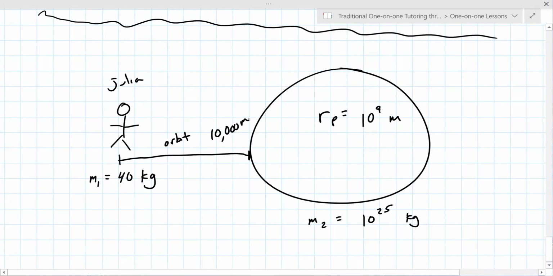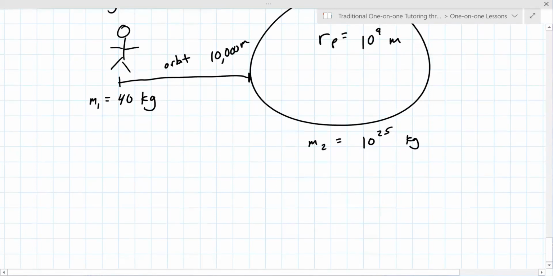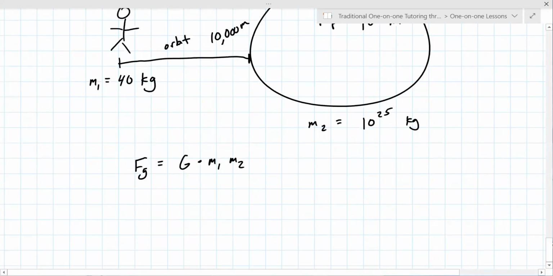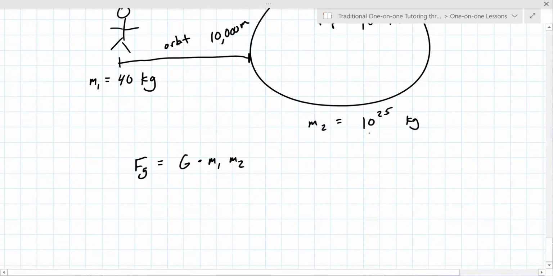So from this given information, what can you calculate? Can you calculate the force of gravity? Do you know G? Yes, it's always the same. Do you know the mass of the person over here called Julia? Yes. Do you know the mass of the other thing? Yes. Do you know the distance between the 2?